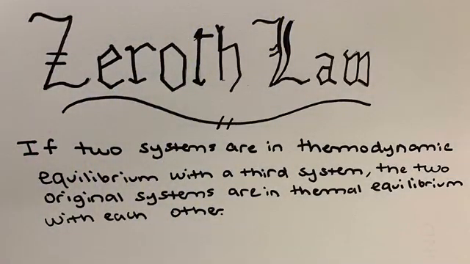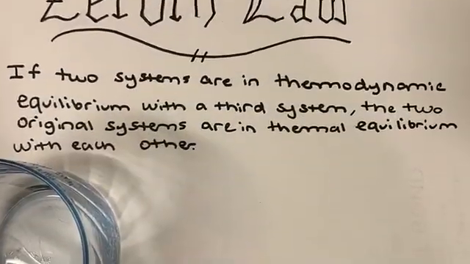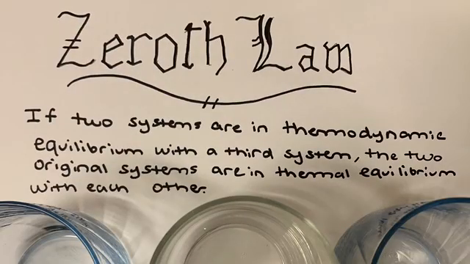Let's start with the zeroth law, which states if two systems are in thermodynamic equilibrium with a third system, the two original systems are in thermal equilibrium with each other. This law can be explained mathematically. If A equals B and B equals C, then A equals C. Think of it this way.